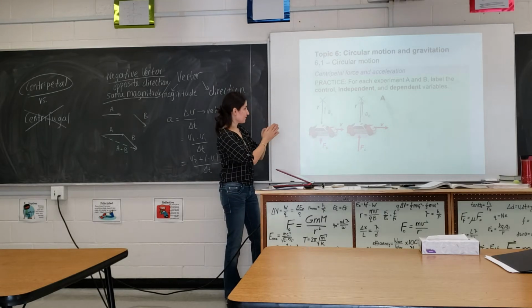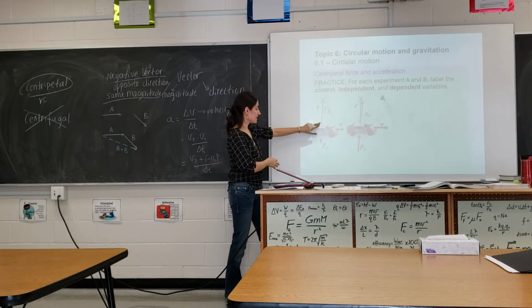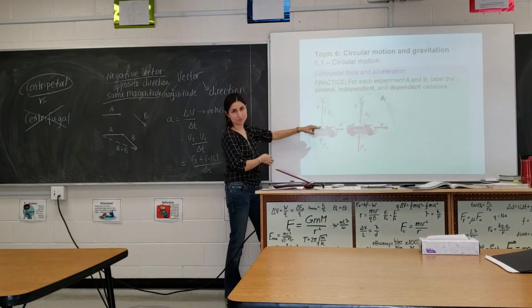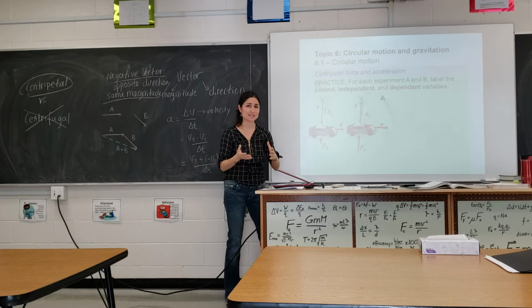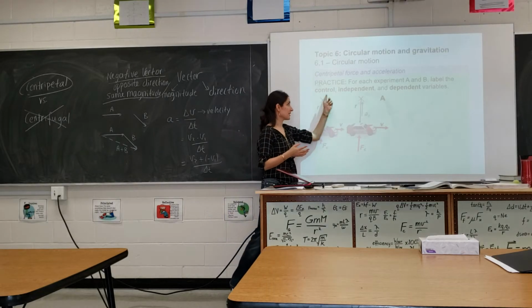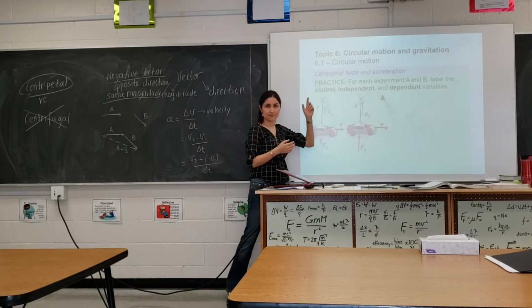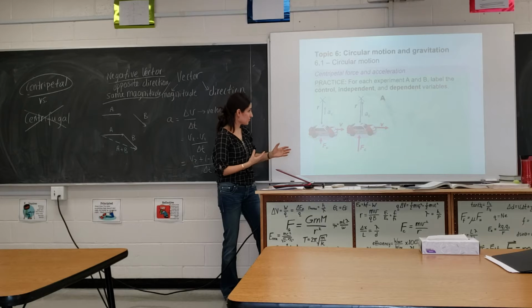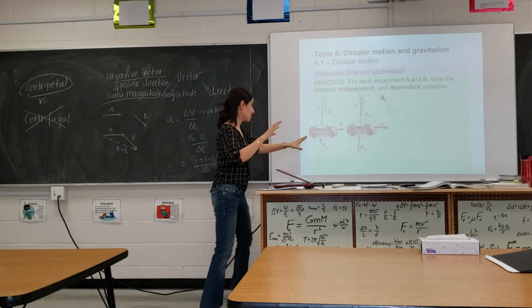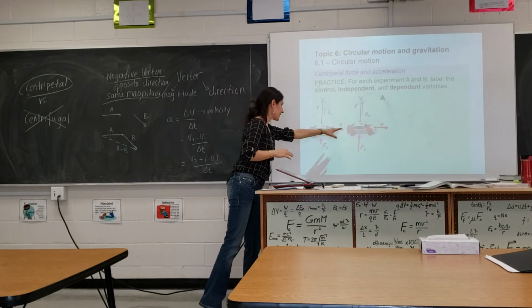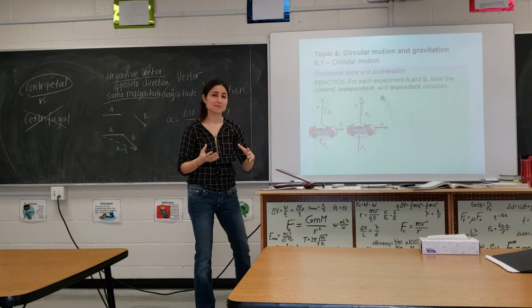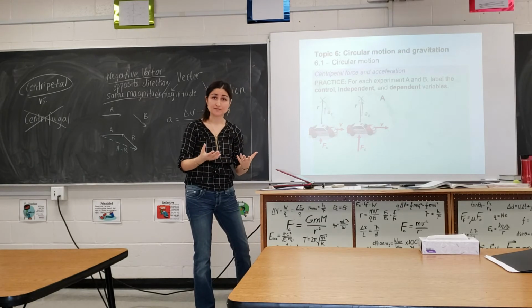What I notice in the first case is that the distance from the center of the circular path to the car, that's constant. R is constant, that's the control. Now, what's the person changing? Well, looking at this from afar, I can see that the velocity vector has gotten bigger. So they're going around the turn a little bit faster.